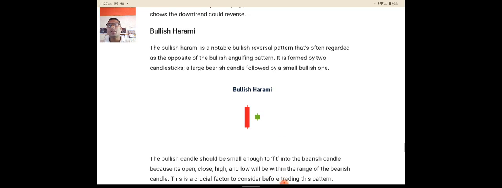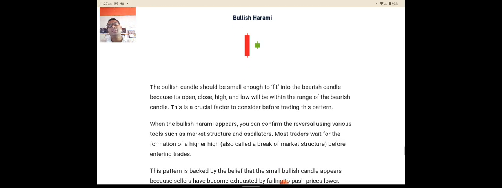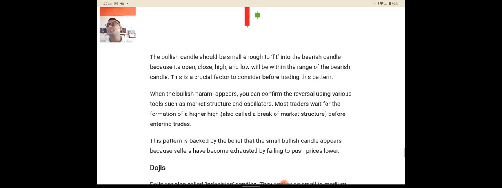The bullish harami is a notable bullish reversal pattern that is often regarded as the opposite of the bullish engulfing pattern. It is formed by two candlesticks, a large bearish candle and a small bullish one. The bullish candle should be small enough to fit into the bearish candle, because its close, high and low will be within the range of the bearish candle. This is a crucial factor to consider before trading this pattern.